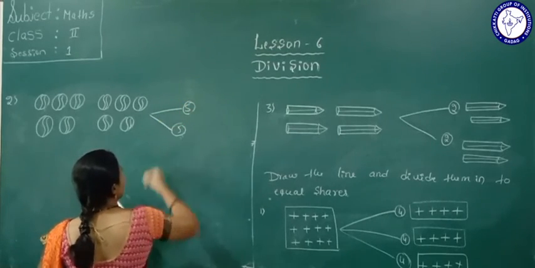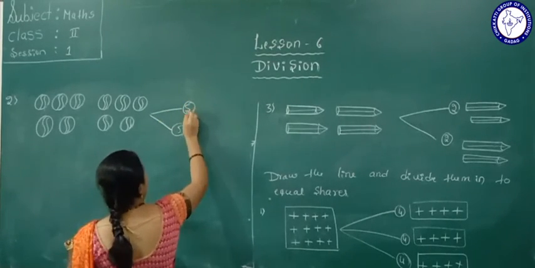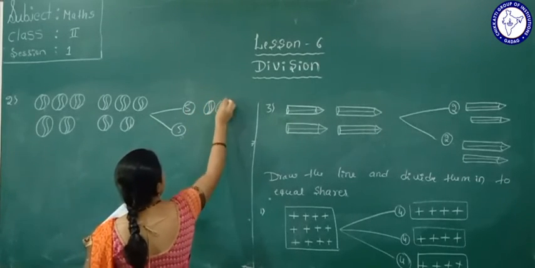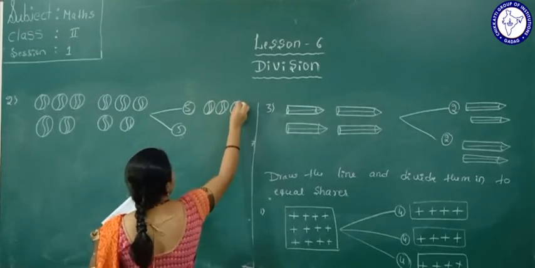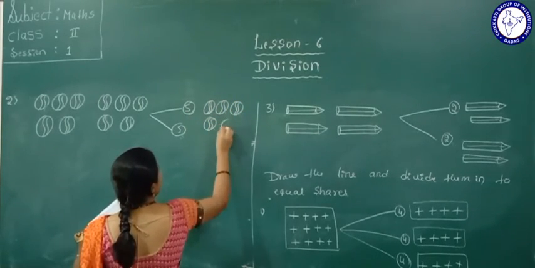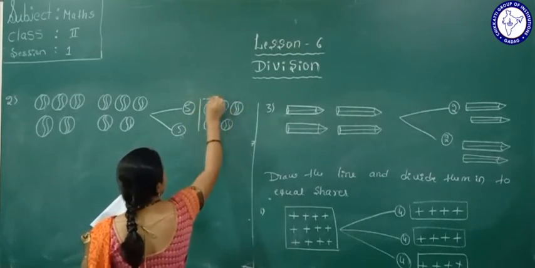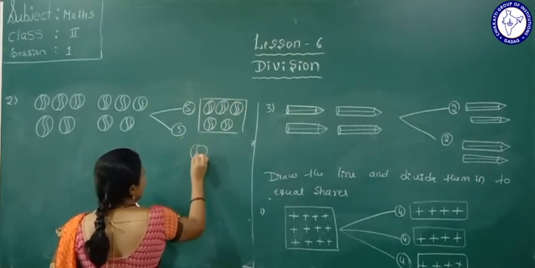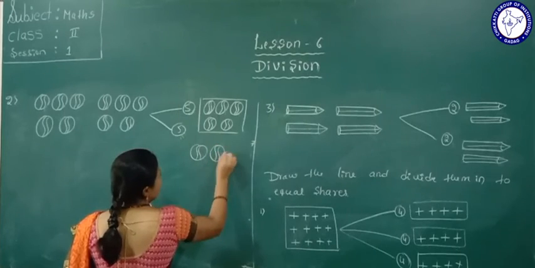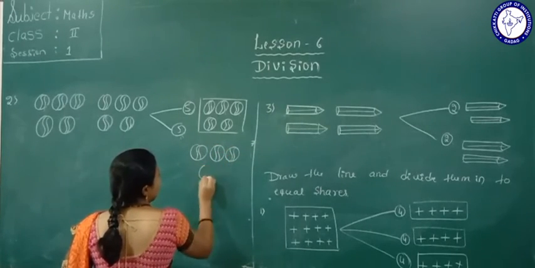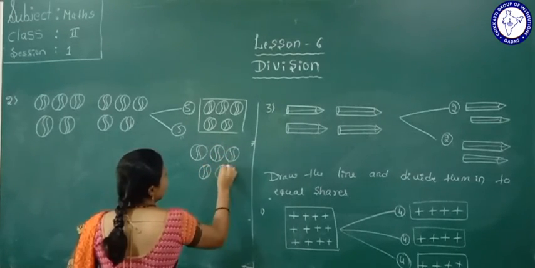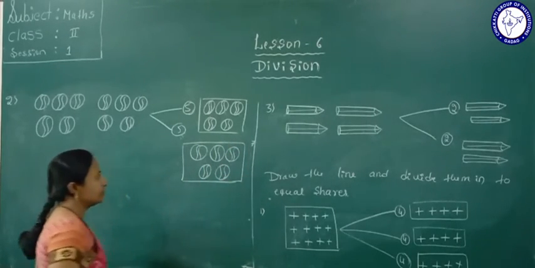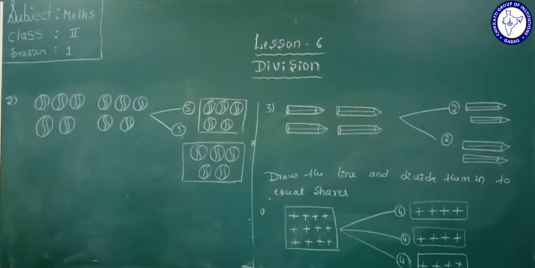In each group we'll distribute 5 balls. 1, 2, 3, 4, 5. This is first group. So here I'll write second group. 1, 2, 3, 4, 5. In second group we distributed 5. It means equally we distributed 2 groups.